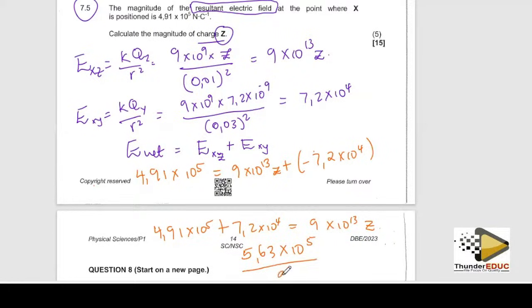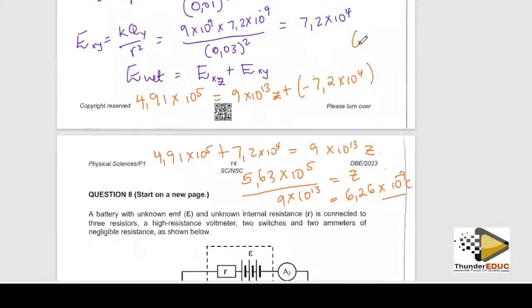I'm dividing this by 9 times 10 to the 13. So what is my Z? That gives me 6.2555, so that's 6.26, I think, times 10 to the negative 9. Since it's a charge, I can call it coulombs. No problem.